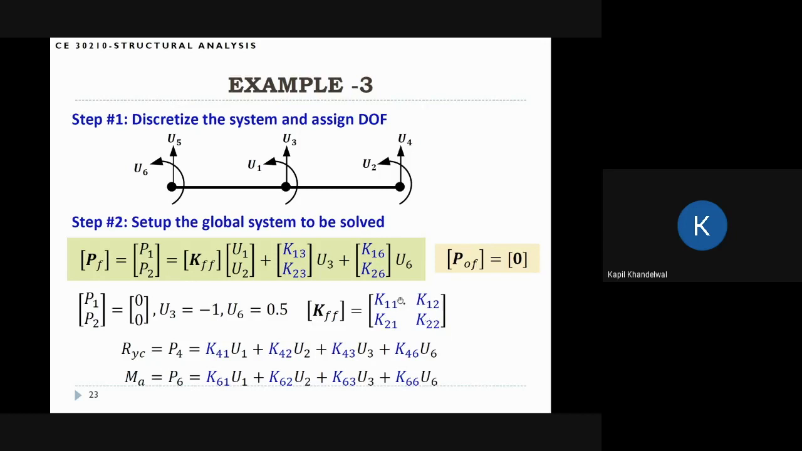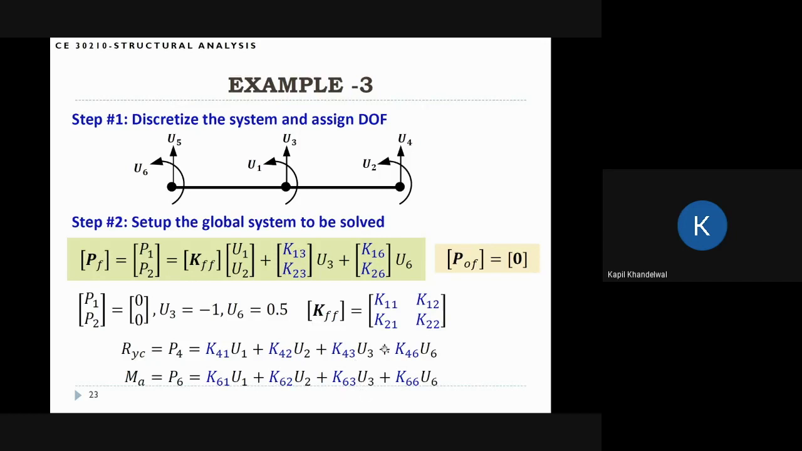For example, to find the first column here, we take the first degree of freedom and move it by 1 unit. Then we will be able to find K11, K21, K41, and K61. So all these 4 numbers come from just moving the first degree of freedom by 1 unit. The second column here in KFF, we can take the second degree of freedom and move it by 1 unit, and we can find K12, K22, also K42 and K62. So all of them will come from the same configuration.